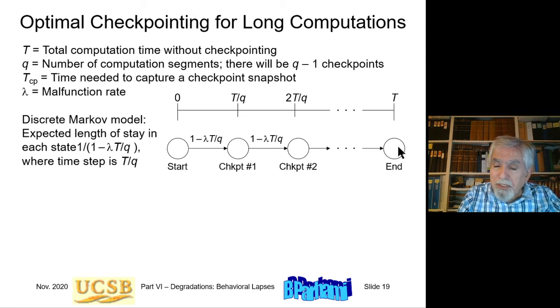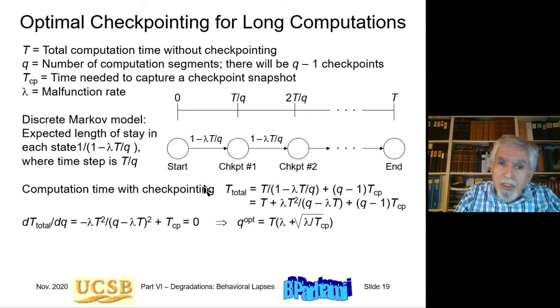Okay, our objective is to end up in this end state. So with some probability we go here, some probability we go here. If we don't go here, that means we stay. So with probability lambda t over q, we remain in this state. Okay, so this is a discrete Markov model, and these values are probabilities. So this is less than 1. With probability less than 1, we go from this state to this state.